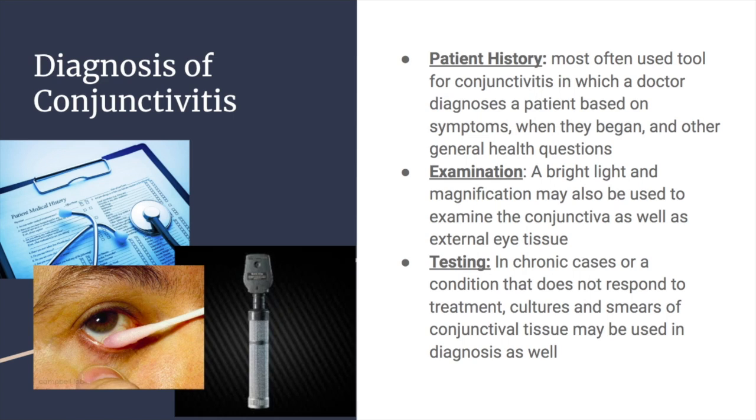The next step would be testing. This is usually for more stubborn cases, like chronic cases that don't respond well to treatment, and this would be done using cultures and smears of conjunctival tissue.